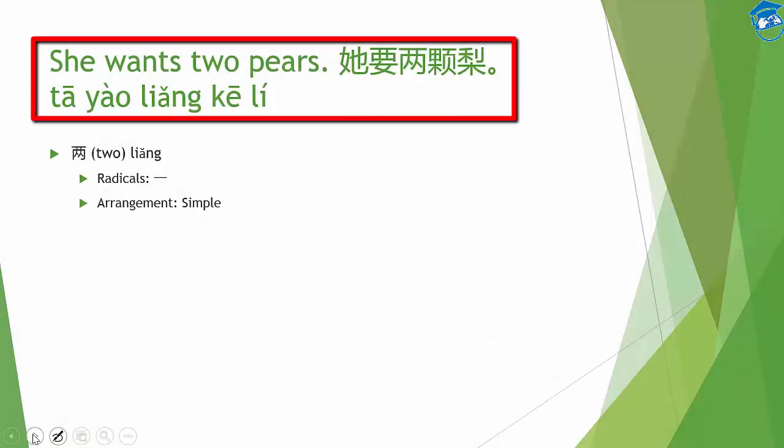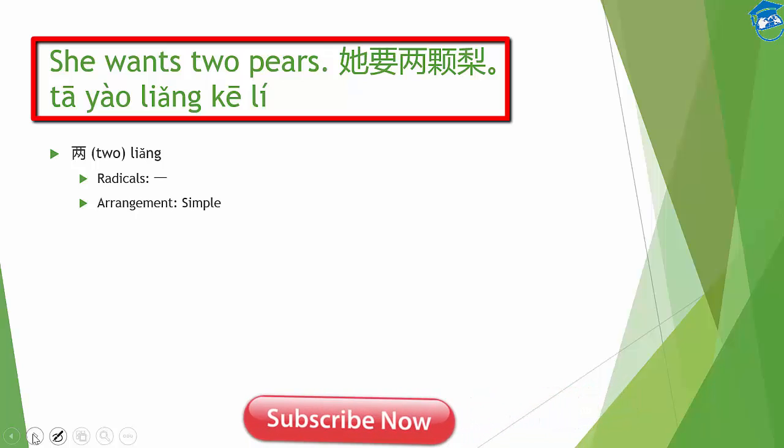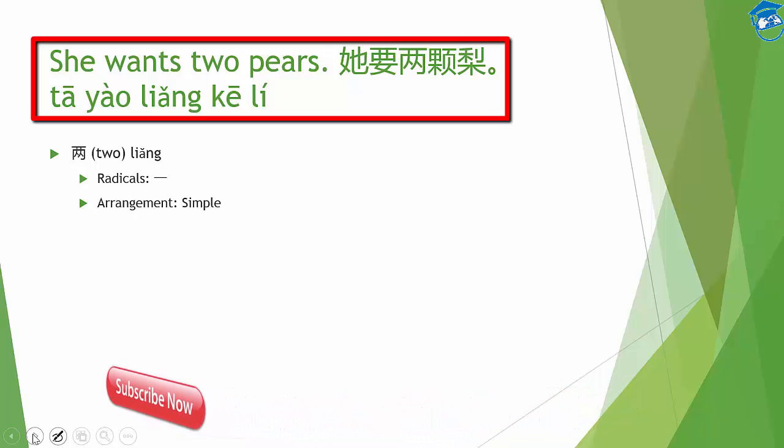Now here's another example. The sentence that I want to show you is she has 2 pears. 她要2颗梨. I know that you know the word 2, but instead of 2 that you usually use for 2, we use this word instead, 2. I will explain to you later.